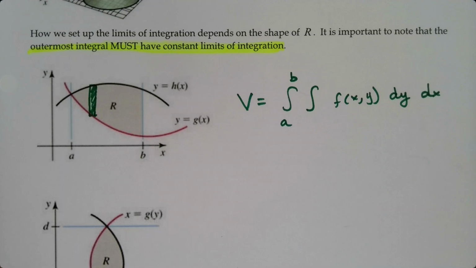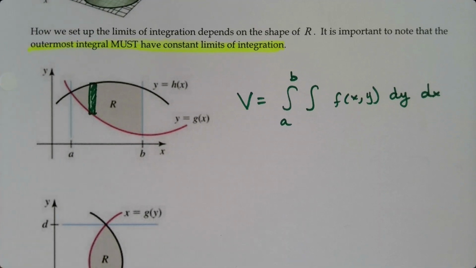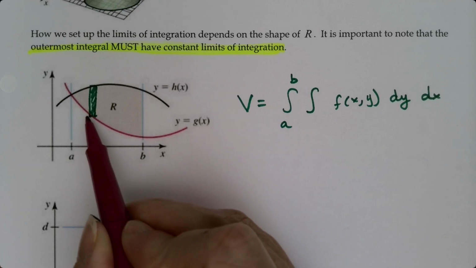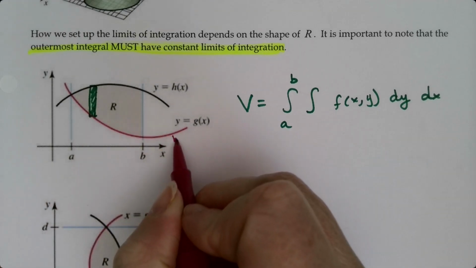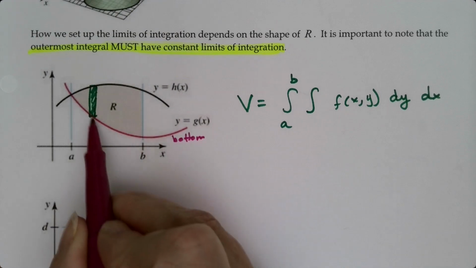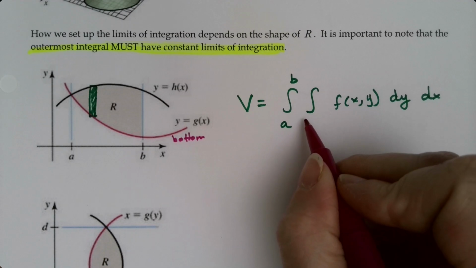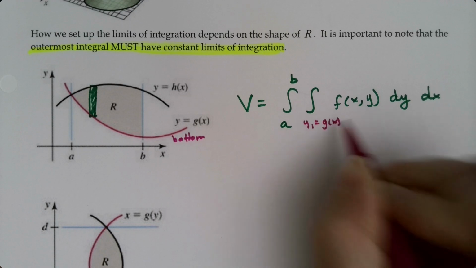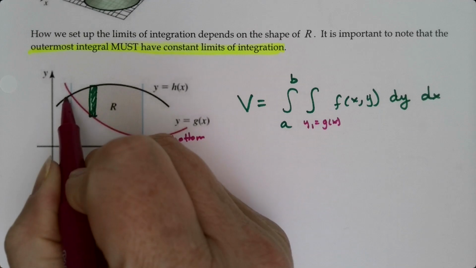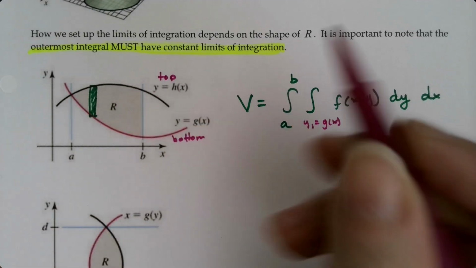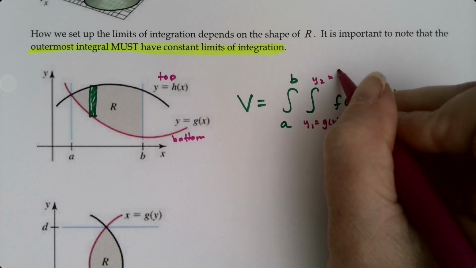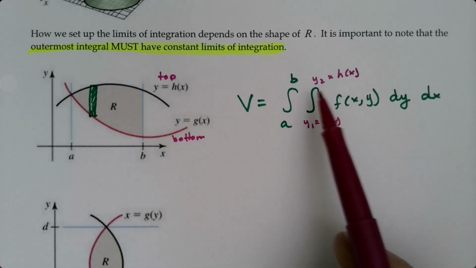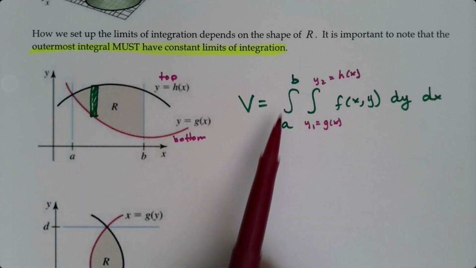Okay, so the y values then need to be related to what they were on these curves. So this bottom part right here, I'll just write bottom next to that. It's the lower value, the lower curve. So down here I would have y1, which is g of x. And up here is the top function, which I'll call y2, which is h of x. So they don't have to be numbers for the inner integral symbols. The last two have to be numbers.